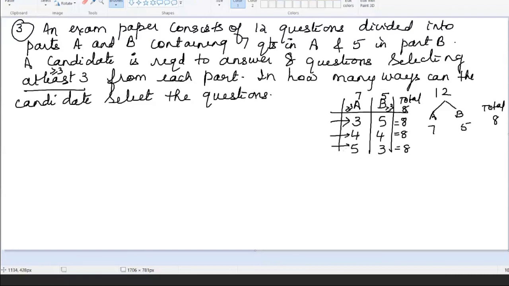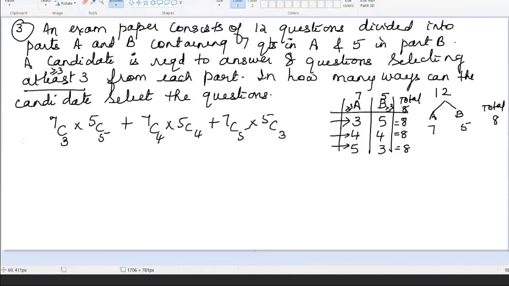Now we know how to write the cases. So write with me. We have less time, quickly complete. So here, let us write the cases. The first case is 7C3 into 5C5. Or second case, 7C4 into 5C4. Or 7C5 into 5C3. These are the 3 cases. Okay, so let us find this answer.